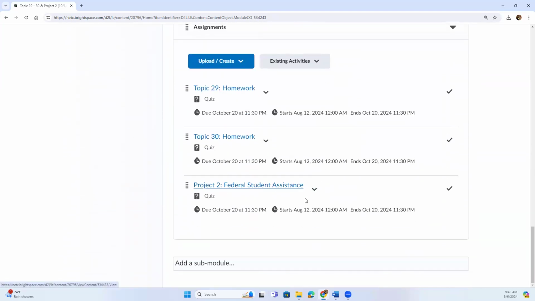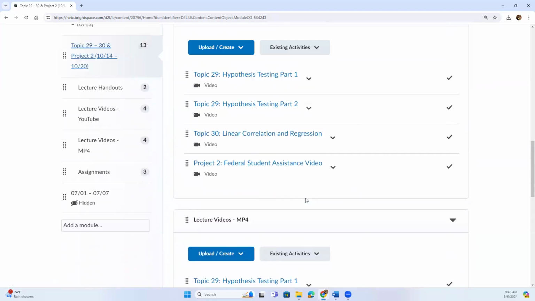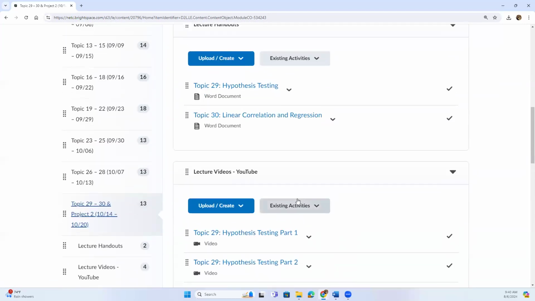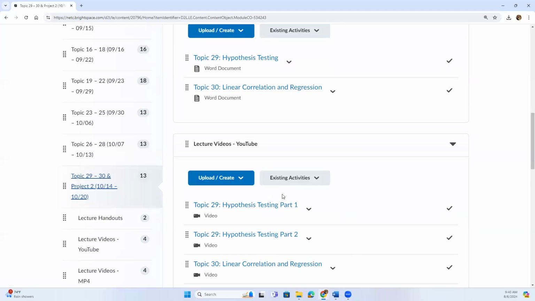And of course, you had your project right here. Okay, so that's basically what students do every week. Print or copy down the lecture handouts. Use the lecture handouts to watch the lecture videos and take notes on the handouts, and then complete your discussions, homework, and the notes taken.